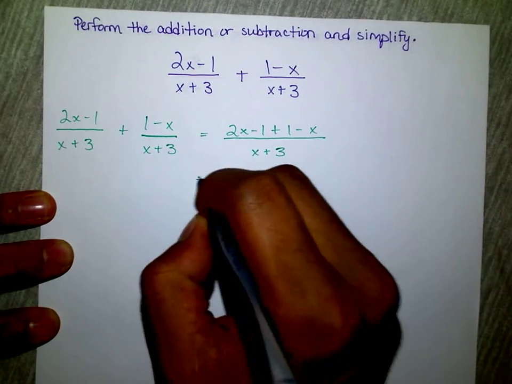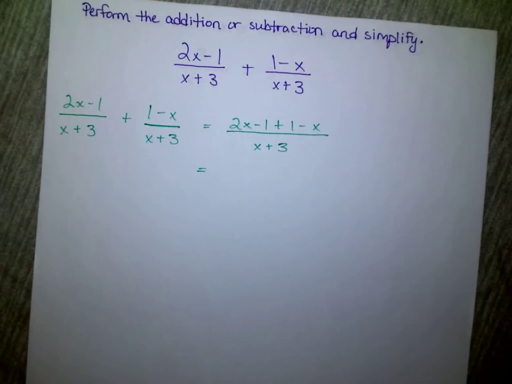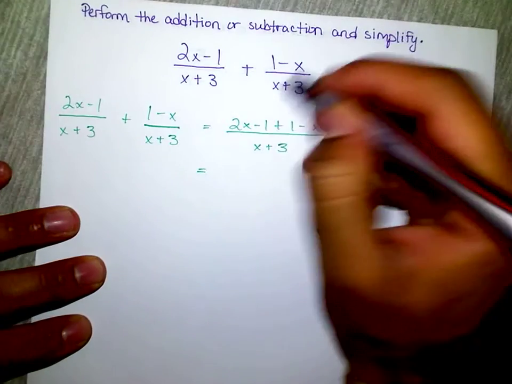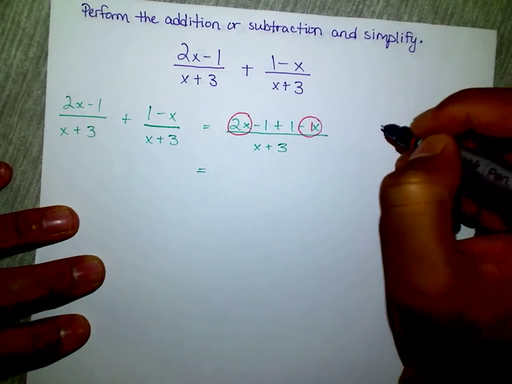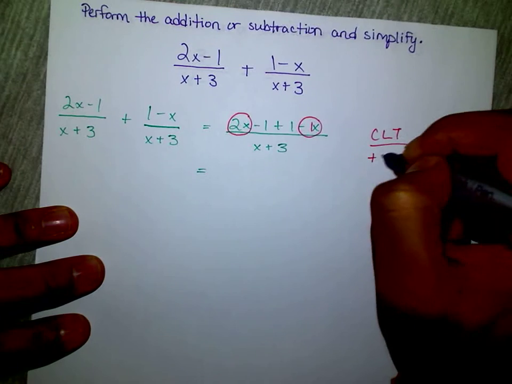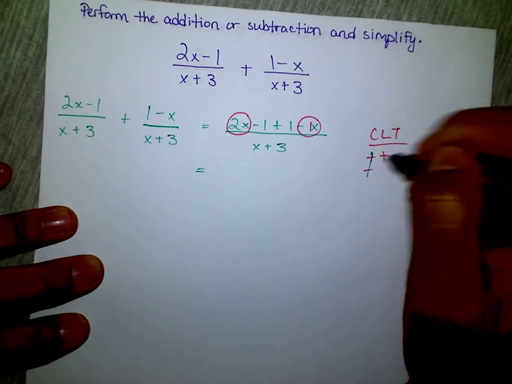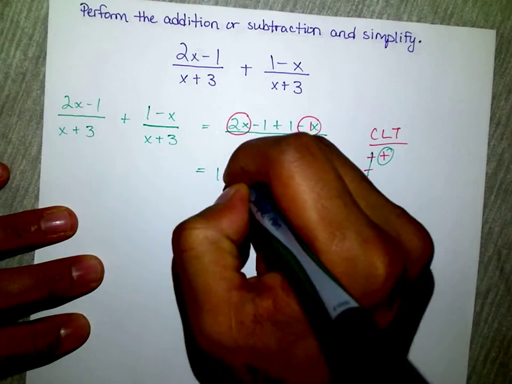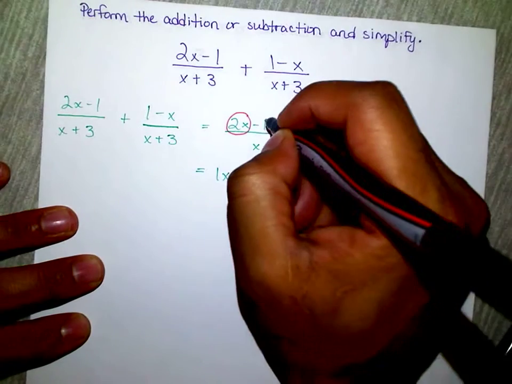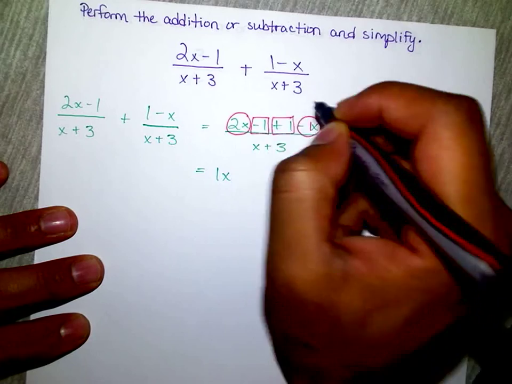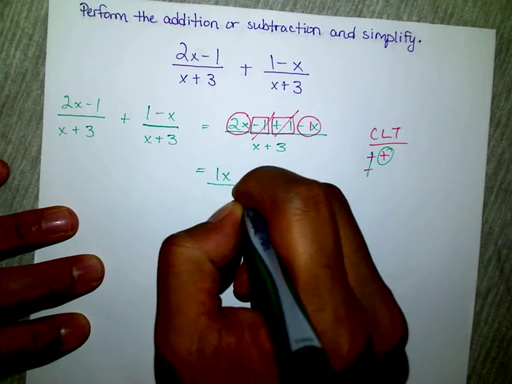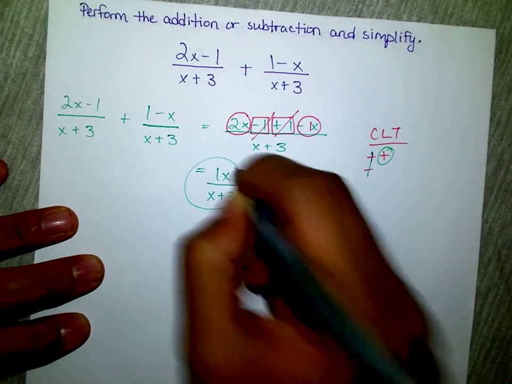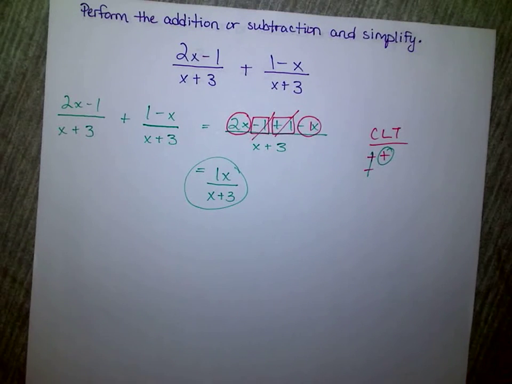Now I just want to go ahead and combine some like terms and we can be done with this problem. That's a 2x and a negative 1x. Combine like terms, so 1x, and I have a negative 1 and a positive 1. Those cancel out, so that's just going to be 1x over x plus 3. Final answer. That was easy. Let's go to the next problem.